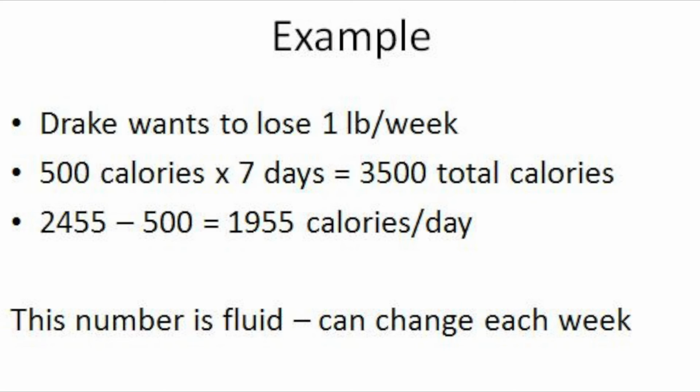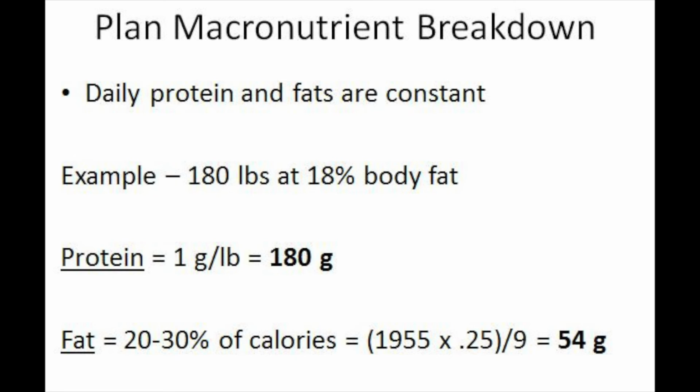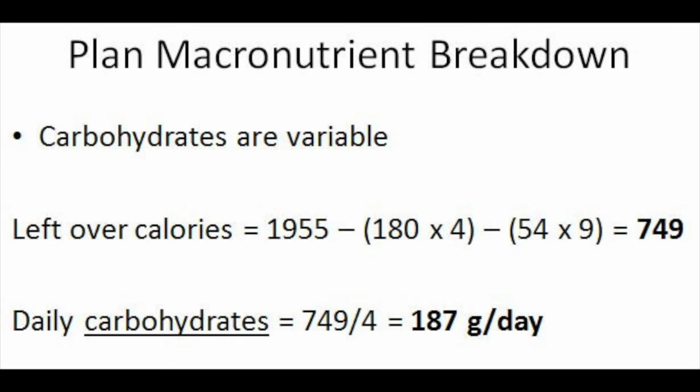For example, if he's behind schedule and is not losing that 1 pound a week, he may want to consider decreasing calories. From there, it's important to plan how his calories are going to be distributed among macronutrients. It's important to note here that his daily protein and fats are going to remain constant. We're going to shoot for 1 gram of protein per pound of body weight, so it comes out to 180 grams. And then a healthy range for dietary fat is between 20 to 30% of calories. We're going to go right in the middle of that and say 25% of his 1,955 calories is going to come from fat. And that's going to come out to about 54 grams of fat each day.